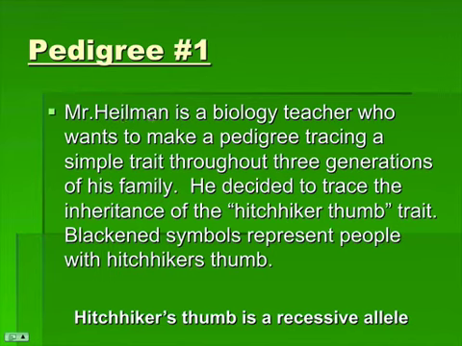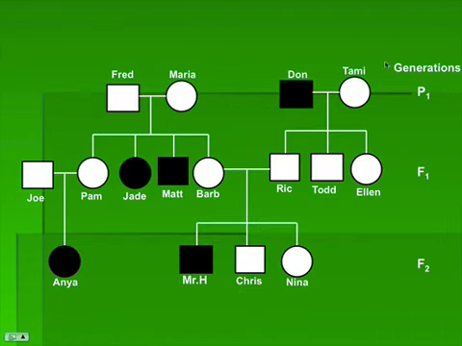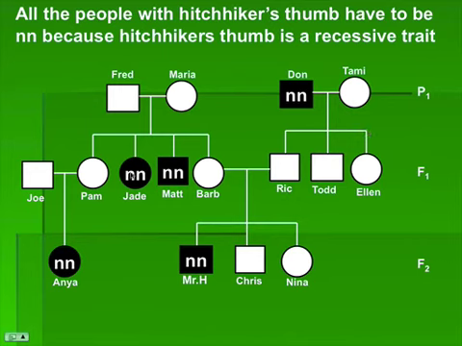So Mr. Heelman is a biology teacher who wants to make a pedigree tracing a simple trait throughout the 3 generations of his family. He decides to trace the inheritance of the hitchhiker's thumb trait. Blackened symbols represent individuals with hitchhiker's thumb. And remember, hitchhiker's thumb is a recessive allele. So if you look at this, we know that these are all recessives.